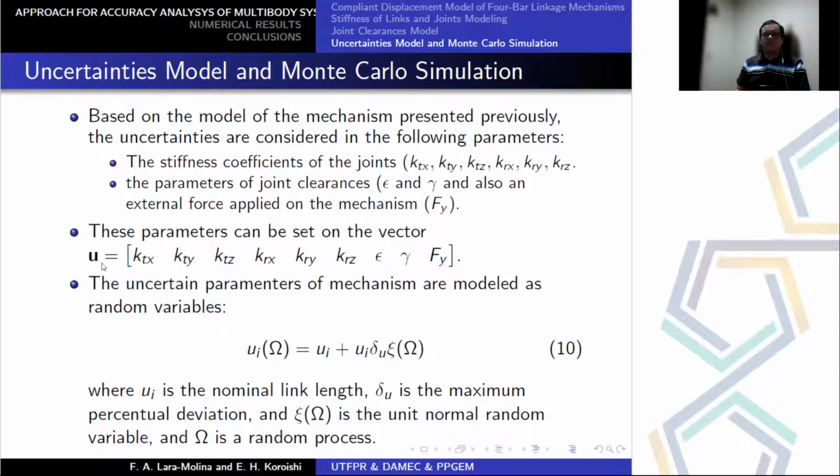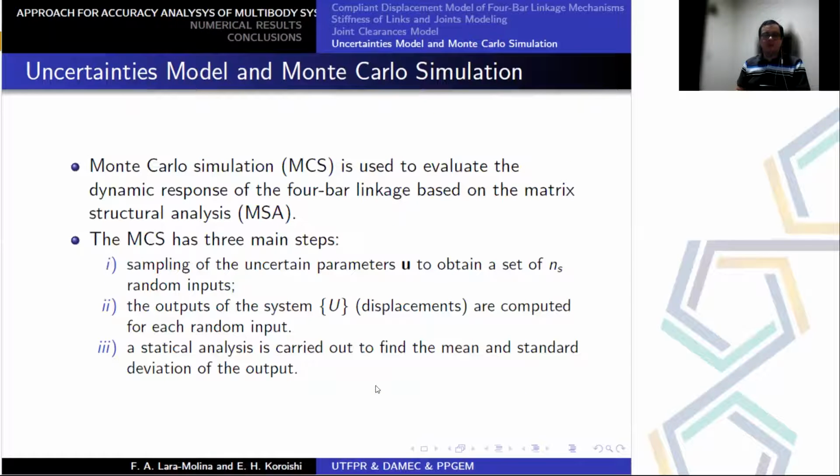Then we have the vector that joins the uncertain parameters, which are the stiffness of the joints and the clearances, and an external force Fy that is applied to the mechanism. Each uncertain parameter is modeled as a random variable by using the expression of equation 10.